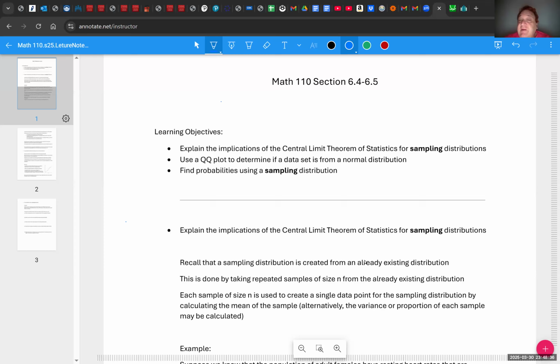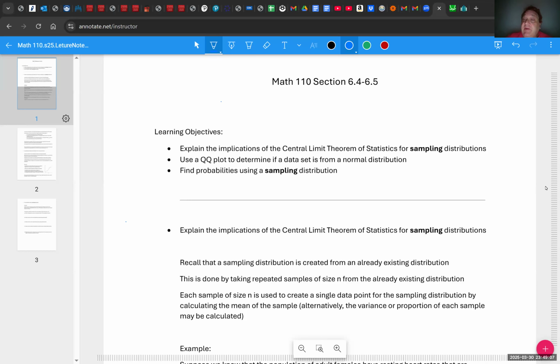Hi there and welcome. This video is on sections 6.4 and 6.5. The main learning objectives, the things I would like you to be able to do after completing 6.4 and 6.5, are to explain the implications of the central limit theorem of statistics for sampling distributions. Secondly, to be able to use a QQ plot to determine if a data set is from a normal distribution. And lastly, to be able to find probabilities using a sampling distribution.